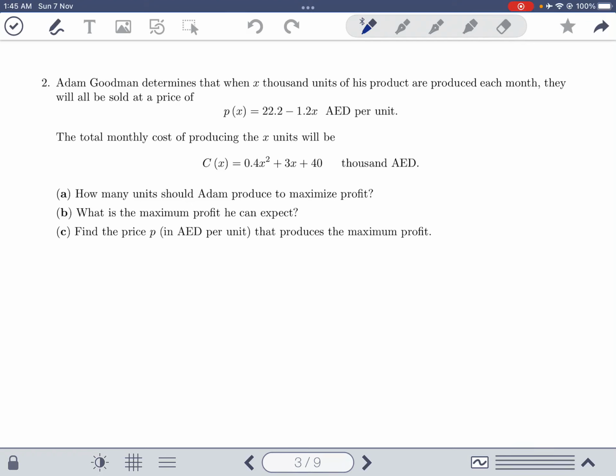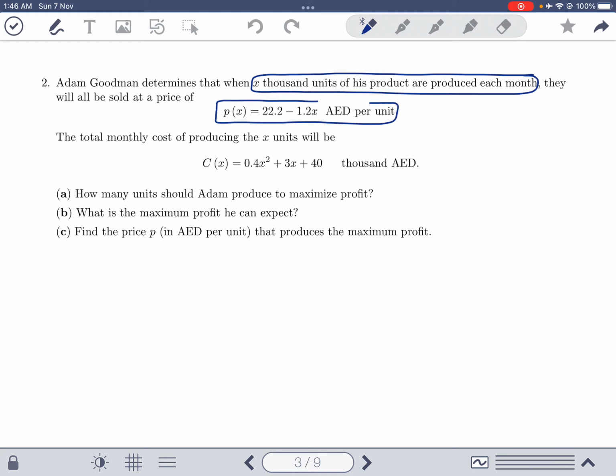Okay, let's read this question. Adam Goodman determines that when X thousand units of his product are produced each month, let me highlight this. So this is the demand. Okay, they will all be sold at a price of, and then we have the price per unit. So it will be given in dirhams per unit.